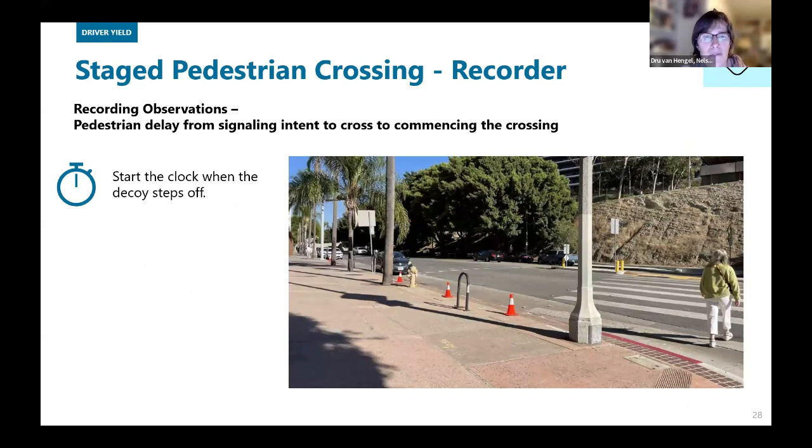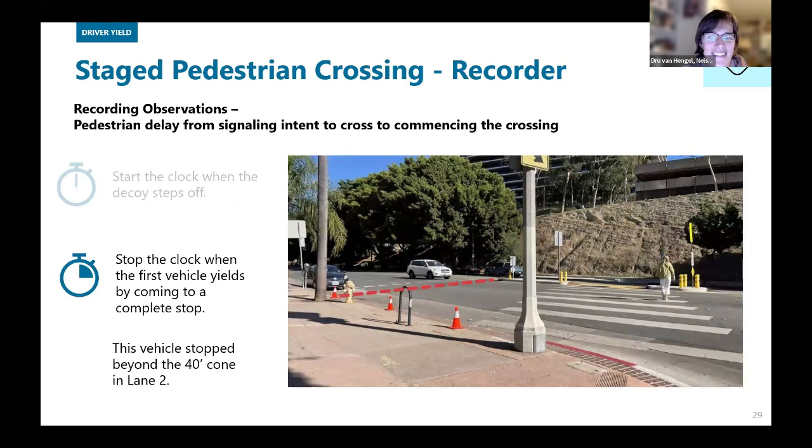Here's an example of a vehicle yielding. When the stage pedestrian steps into the crosswalk, the recorder starts the stopwatch. You will stop the stopwatch when the stage pedestrian commences the walk across the street after the first vehicle yields. So in other words, that's the time that elapsed between the time that the decoy steps into the street and the time that they start walking to get across the street. In this case, the vehicle is stopped beyond the 40-foot cone.